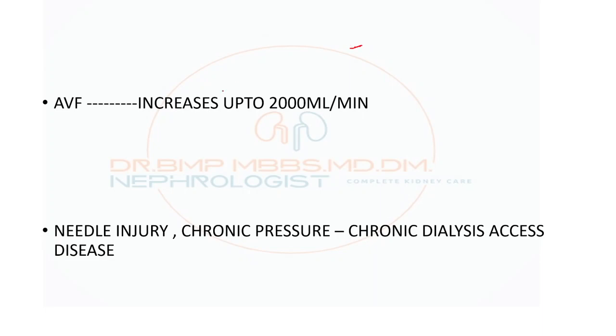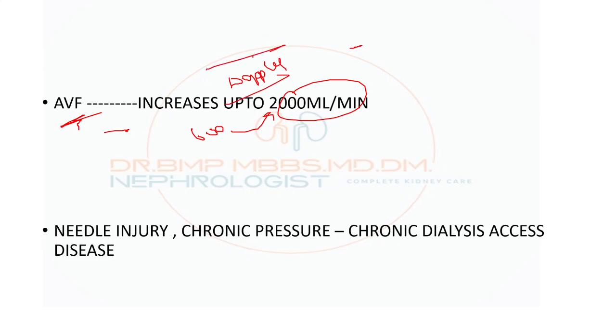With time, the AV fistula flow can increase from 600, even up to 2000 ml per minute. How to detect it? Usually Doppler. Is it the normal value after a long time? No, it can increase up to a range of 600 to 1000. What problems can occur with the fistula? There might be needle site injury. If there is a chronic rise in pressure, it might lead to aneurysm and dilatation.